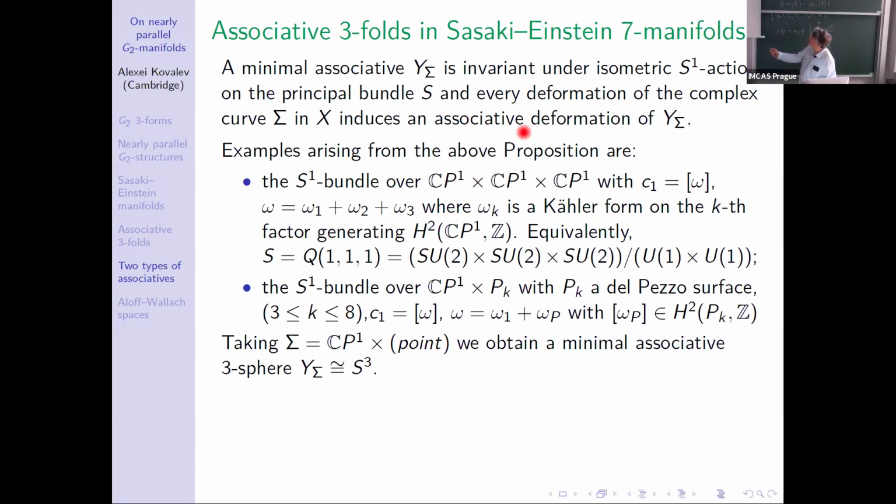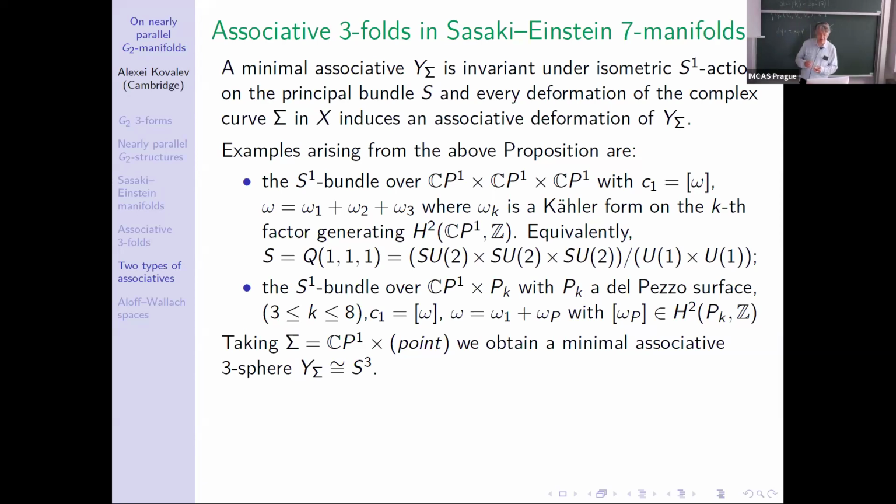Okay, so another variation of this example: instead of this CP1 times CP1, we can put a del Pezzo surface, the blow up of CP2 at an appropriate number of points. Take the Euler class again to be given by the Kähler form. So we assume we take a Kähler form whose cohomology class is integral. Then take the sum of the generator on CP1 and the integral Kähler class on del Pezzo. Then again we'll satisfy the hypothesis of the proposition, and we'll get a 3-dimensional associative submanifold.